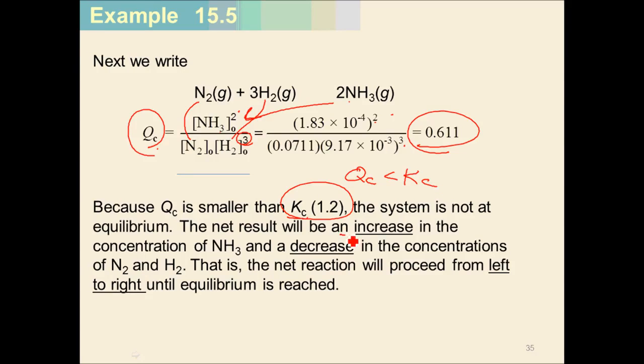The net result then would be an increase in the concentration of the ammonia, meaning we're going to strongly shift towards our products, and a decrease in the concentration of the reactants. That is, the net reaction will proceed very strongly from left to right until we do get our equilibrium.